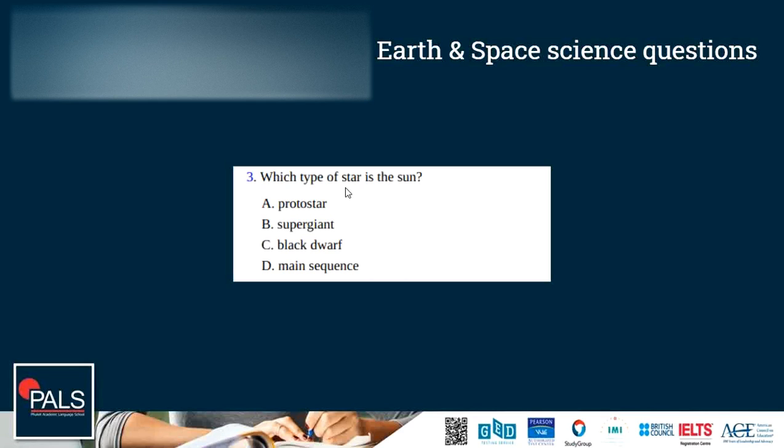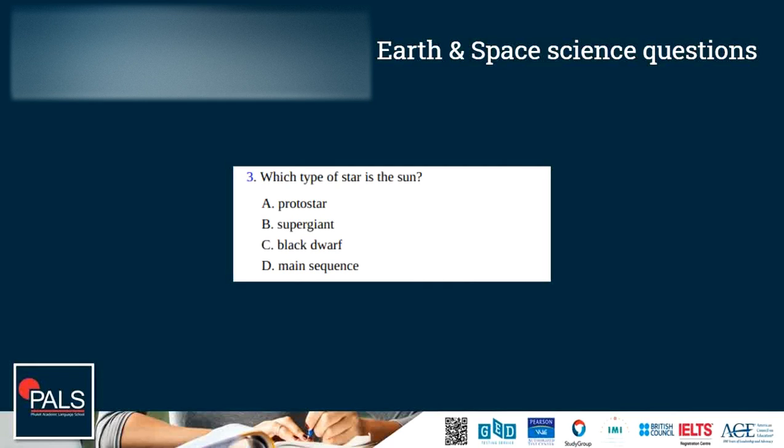Which type of star is the Sun? A protostar, a supergiant, a black dwarf, a main sequence star. Our Sun is at the moment a main sequence star. A protostar is a very young star, and a supergiant is a very, very, very big star, which our Sun is not. A black dwarf, no. Our Sun is a yellow dwarf, but not a black dwarf. And our Sun is as well a main sequence star.